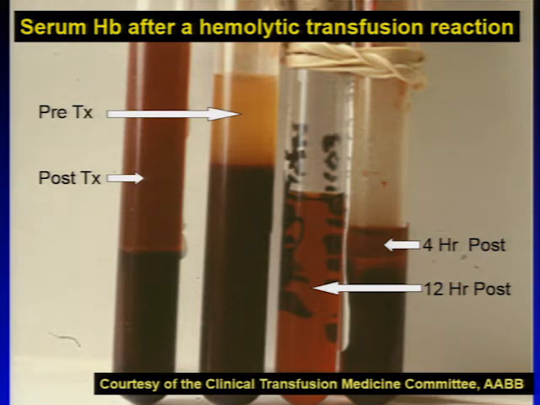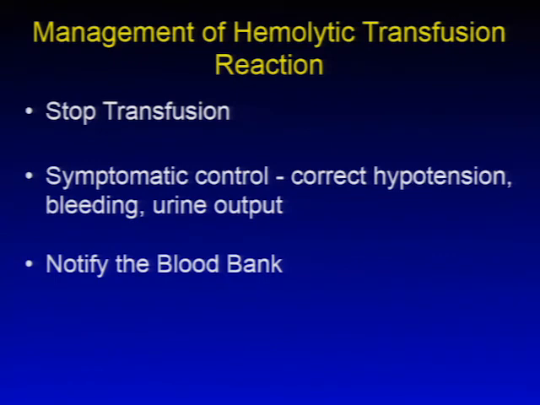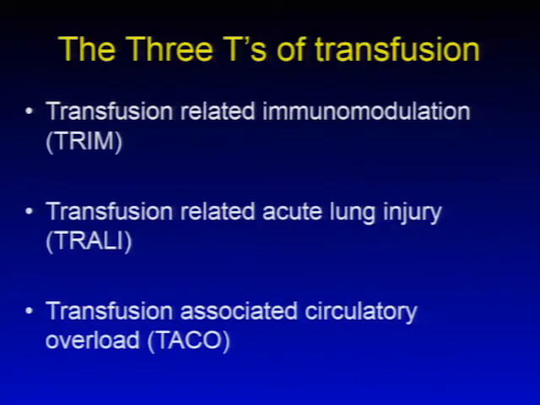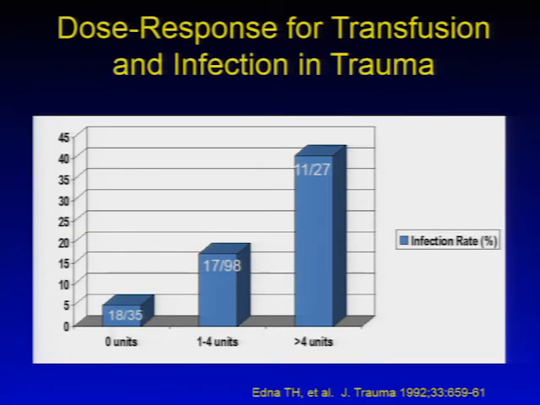So obviously critical actions include stopping the transfusion as early as allowable, and sending a post-transfusion blood specimen to the blood bank. As I mentioned, these are all easy, obvious things that need to be done, but in a deteriorating situation, they may be things you might forget. The 3 T's of transfusion: there's transfusion-related immunomodulation, but I do want to mention the second two, TRALI and TACO, transfusion-related acute lung injury and transfusion-associated circulatory overload.